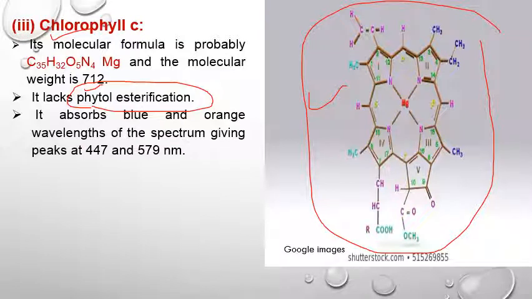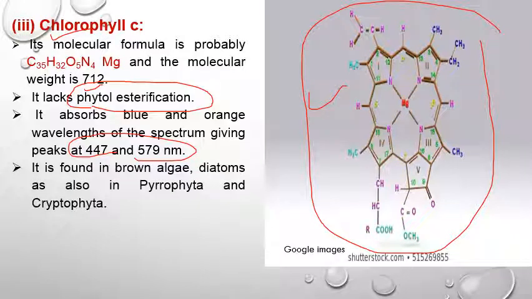It absorbs blue and orange wavelengths like that of chlorophyll B, giving a spectrum peaks at 447 and 579 nanometer. It is found in brown algae, diatoms, that is Bacillariophyta, and in Pyrophyta and Cryptophyta. So these are some members of lower plants like algae which contain this chlorophyll C.